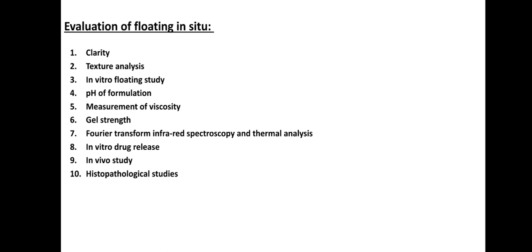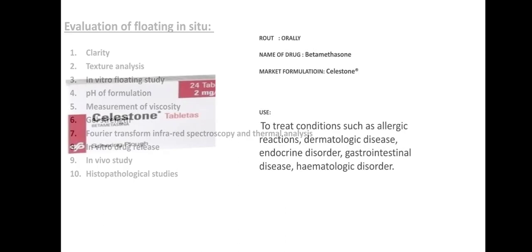Then pH of the formulation. For the pH evaluation, the formulation is taken in a beaker and 1 ml of NaOH is added dropwise with continuous stirring. Then the pH is checked using a pH meter. There is also measurement of viscosity. So many evaluations we have performed.